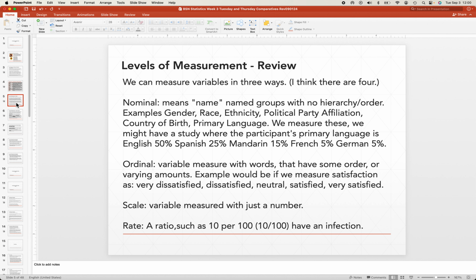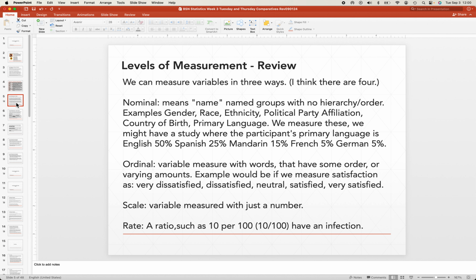And we'll get back to this in a few minutes, but we really want to be very clear on these different levels. Nominal means named. These are named groups with no kind of hierarchy or order. Examples would be one's gender, race, ethnicity, political party affiliation, country of birth, primary language. If we group patients by their eye color, that all would be nominal data.